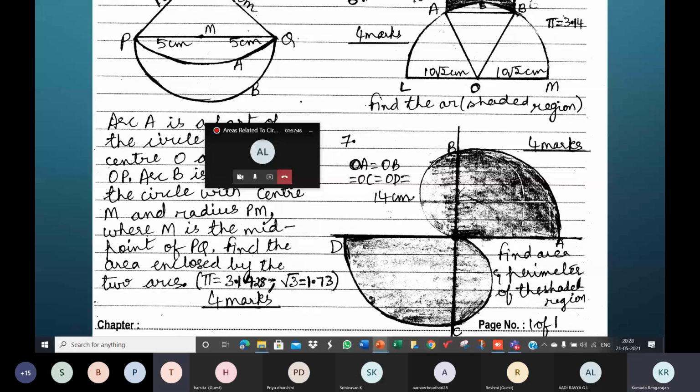What is the 176 centimeter? So see, the two semicircles are shaded and the two quadrants are shaded. We need to find the perimeter.